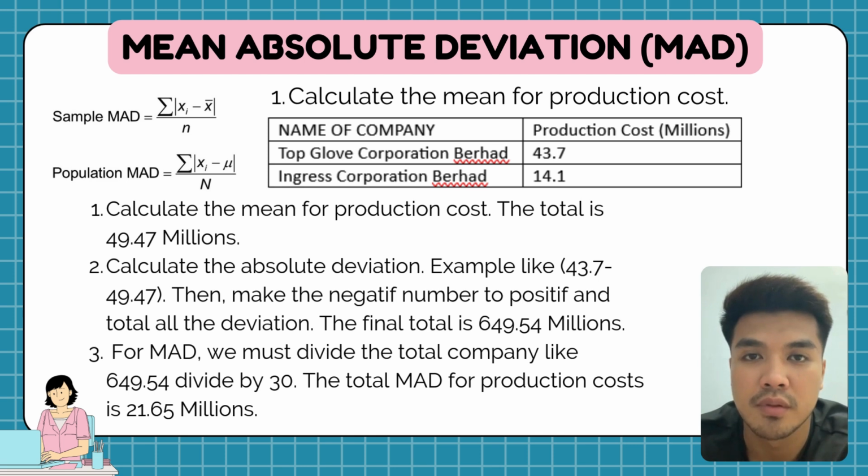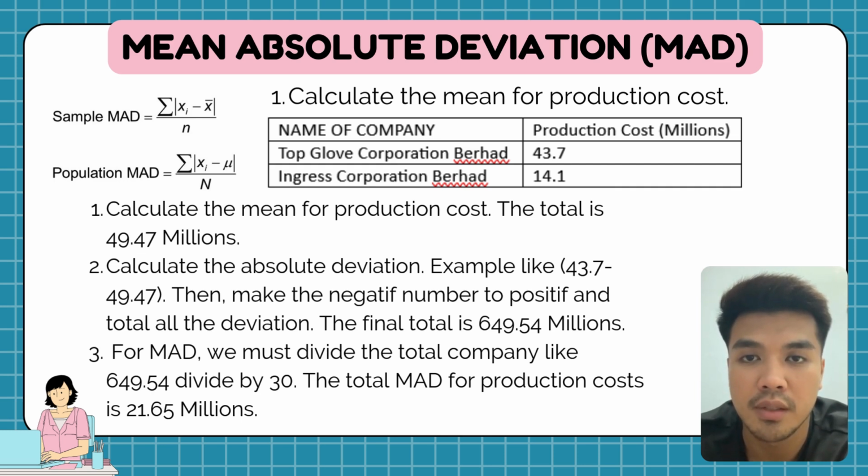Secondly, mean absolute deviation or MAD. To calculate the MAD, we must calculate the mean. So the mean for production cost is 49.47 million. Secondly, calculate the absolute deviation. For example, the first company is Top Glove Corporation Berhad, whose production cost is 43.7 million minus the mean of 49.47. Then make the negative number positive and total all the deviations.